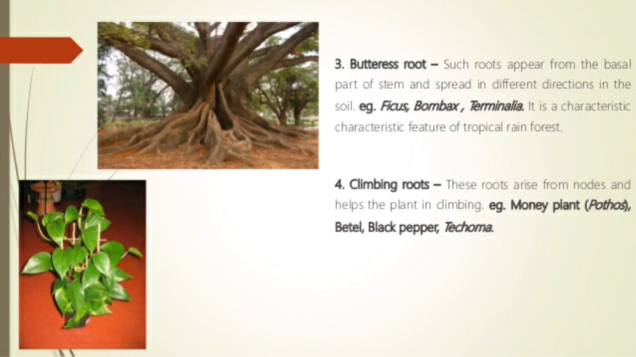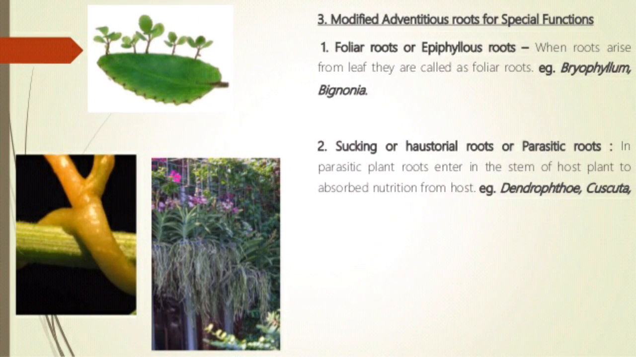Climbing roots. These roots arise from nodes and help the plant in climbing, as in the case of money plant, betel, black pepper and Tecoma. Modified adventitious roots for special features: foliar roots or epiphyllous roots. When roots arise from a leaf, they are called foliar roots, as in the case of Bryophyllum, begonia. Sucking or haustorial roots or parasitic roots. In parasitic plants, roots enter the stem of host plants to absorb nutrition from the host, as in the case of Dendrophthoe and Cuscuta.